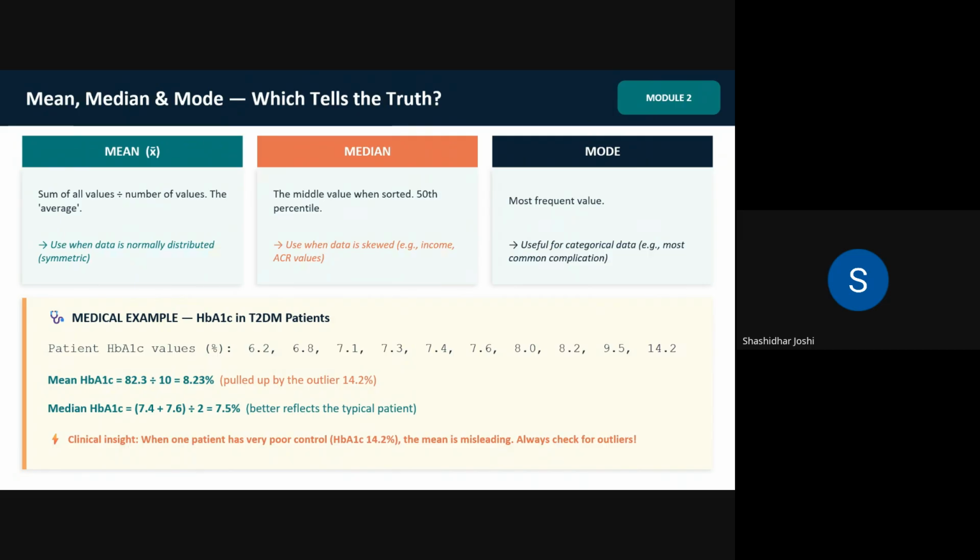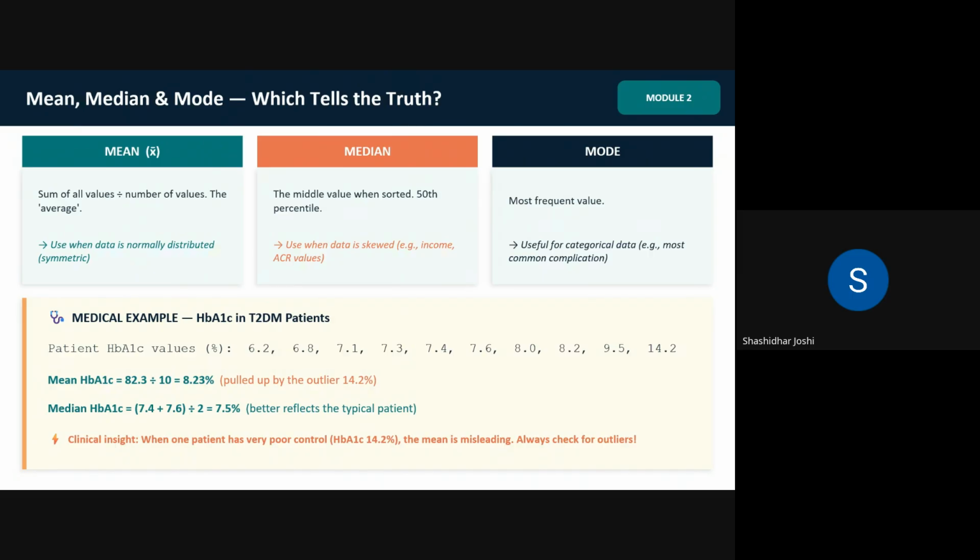So what are those two middle numbers here? If you see from the left side: 6.2, 6.8, 7.1, 7.3, 7.4, 7.6, 8.0, 8.2, 8.5, and 14.2. So the middle two numbers are 7.4 and 7.6. If you add them up and divide by 2, that is your median. Because it is an even series. It is not an odd series. Imagine that I remove the last value, 14.2.